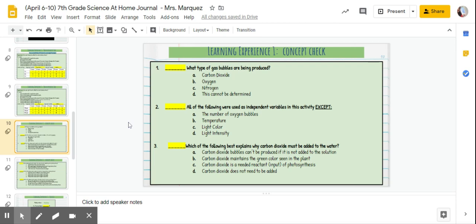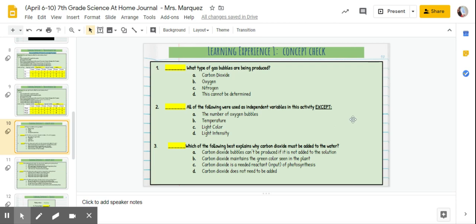One says, what type of gas bubbles are being produced? If you listen to the lab, I mentioned it a couple times that it's oxygen bubbles that are coming out. So we kind of know the answer to that. For number 2, it says, all of the following were used as independent variables except which one? Well, the number of oxygen bubbles weren't, because those were the dependent variable. It was kind of a tricky question.